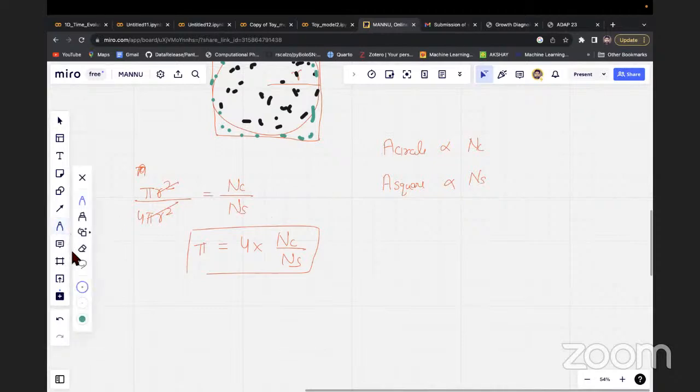Sorry, there is no pi in the final expression, obviously. The r square I am cancelling out. So that's how you are calculating.